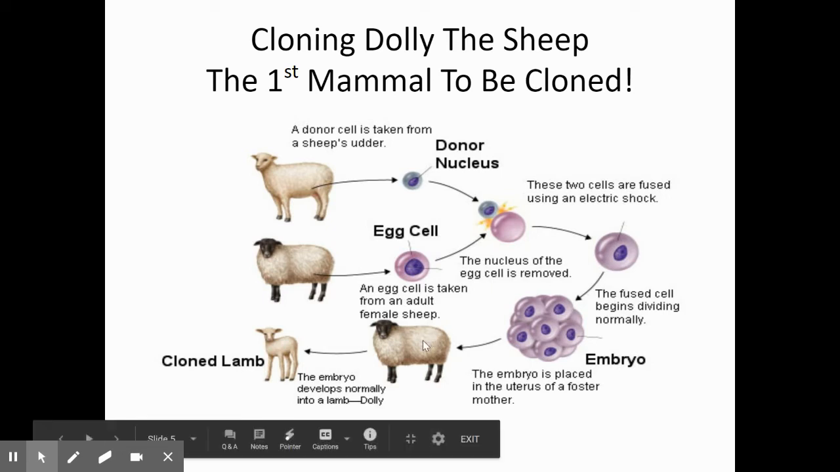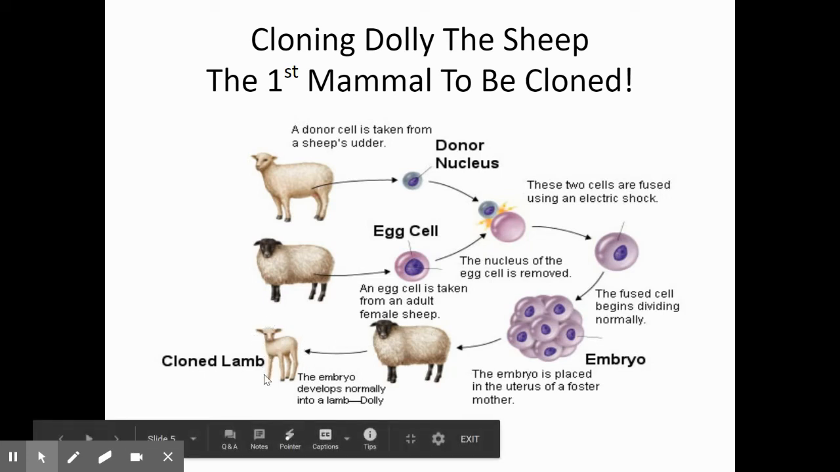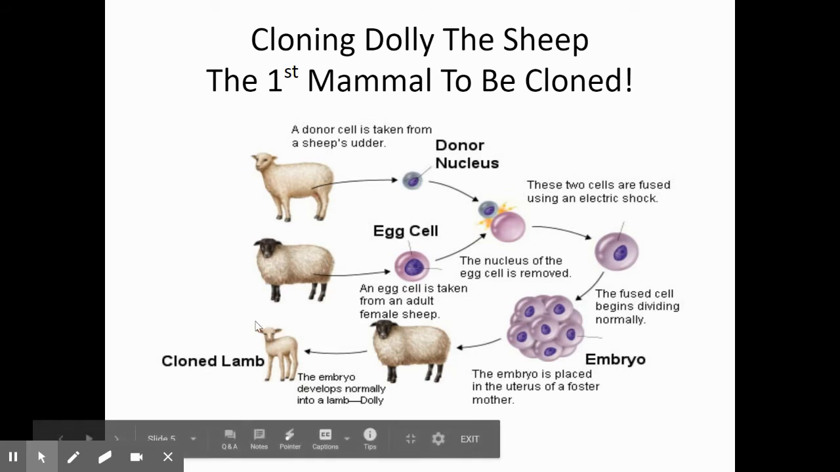And of course, this sheep is going to give birth eventually to that lamb. And so now we have our new organism. This is our lamb that was born, and this lamb right here is a clone of the sheep that we got the nucleus from. So if we were to check the DNA from this sheep and this sheep, it would be exactly the same.